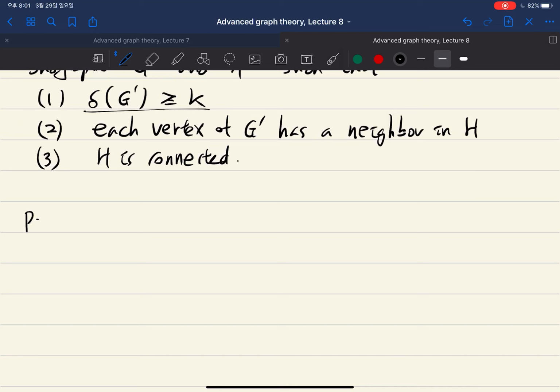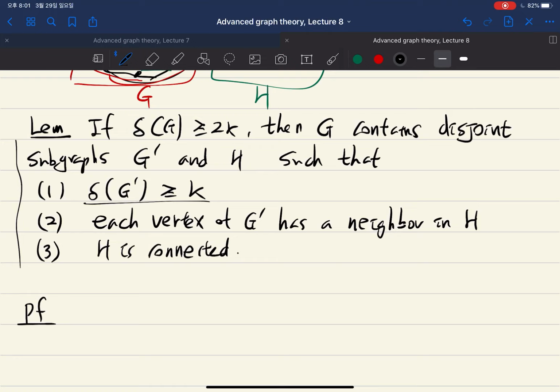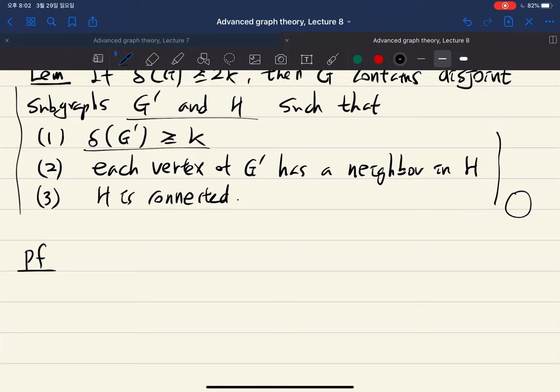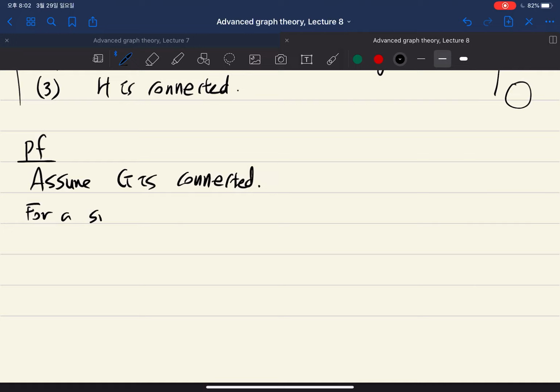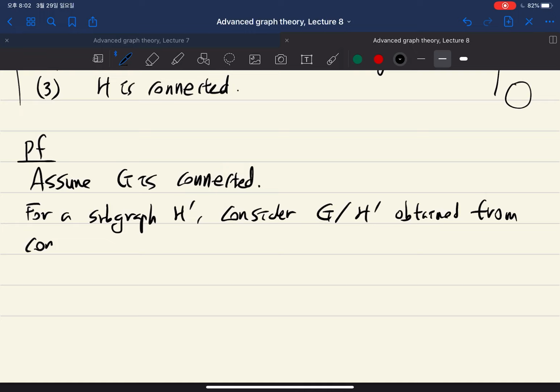So, proof. If G is not connected, we just take one component. And inside the component, if we find G prime and H, then that's already good for us. All the conditions are satisfied. So we assume G is connected. And for a subgraph, say H prime of G, we consider G mod H prime, so G contract H prime, which is obtained from contracting all edges of H prime.